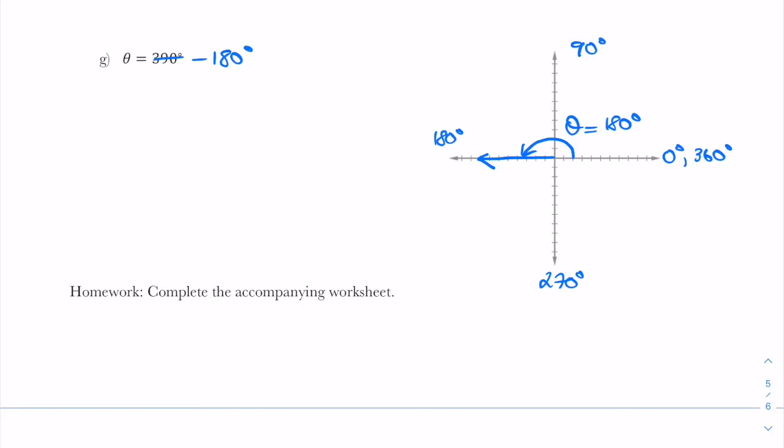What about the related acute angle? Well, because we ended up on the negative x-axis, there is no angle between the terminal arm and the negative x-axis. So you could say a couple of things. You could either say beta equals 0, or you could just say that it doesn't exist.